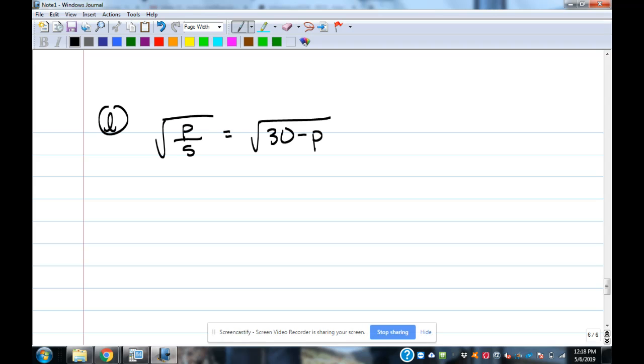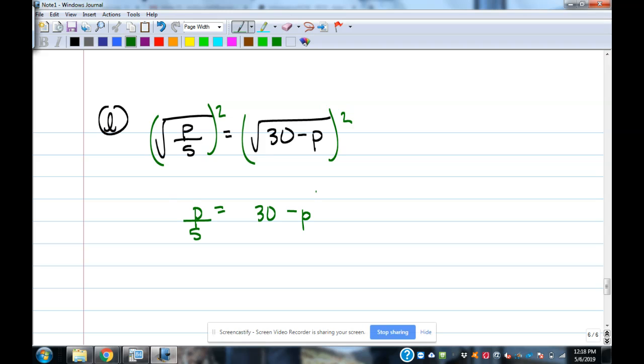Okay, so square roots, is there anything not inside of the square root? No, everything's under the square roots. So that means I can just square both sides. P over 5 is equal to 30 minus P.